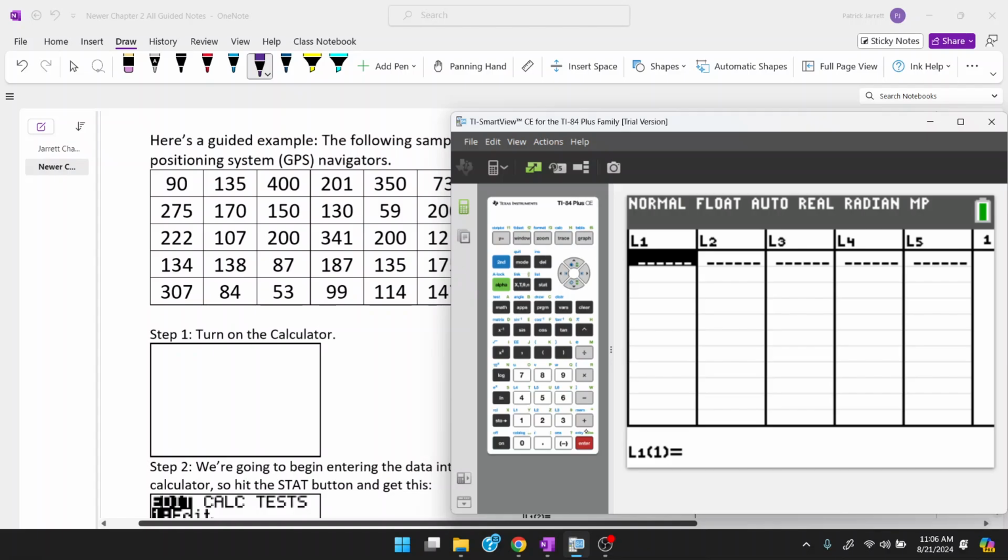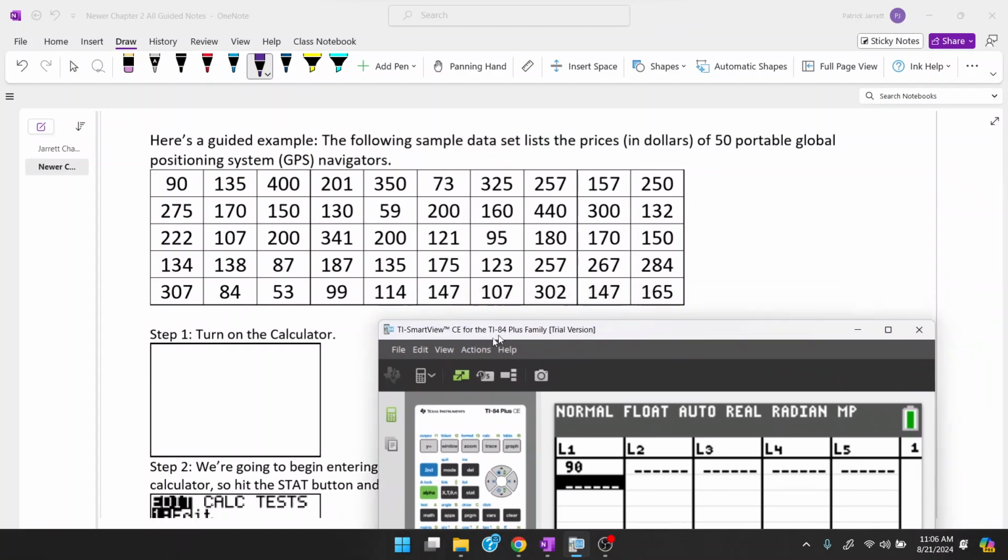So anyway, here's what's going to happen. I get a lot of people that look at all these columns of data and think, oh, I have to enter these across 10 columns. No, no, no, no. You are basically going to enter all 50 pieces of this data into list 1. And it doesn't really matter what the order is because we're going to put it in ascending order anyway.